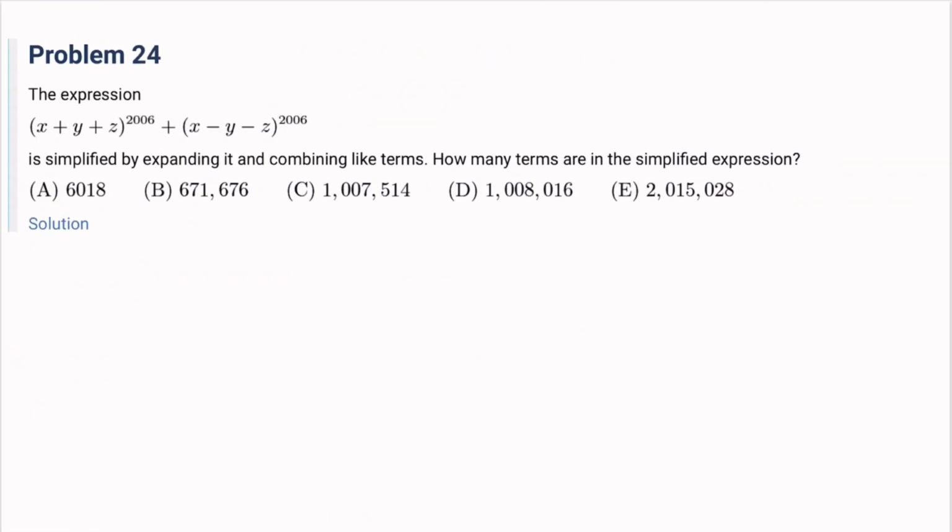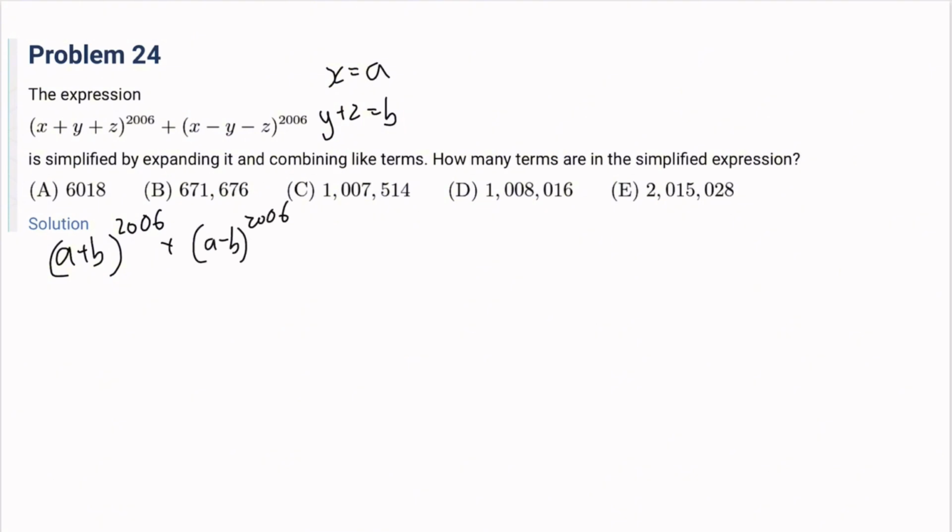Number 24. The expression is simplified by expanding it and combining like terms. How many terms are in the simplified expression? Okay, so since we see that x is still positive, but y and z become negative, let's say that x is just equal to a, and let's set y plus z equal to b. So then it's going to become, let's write it down there, a plus b to the 2006 power plus a minus b to the 2006 power.